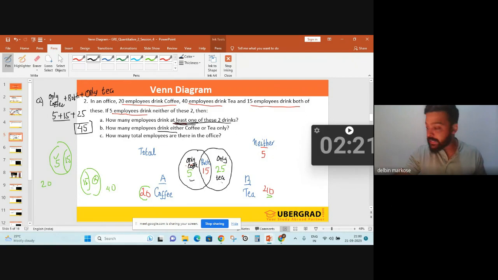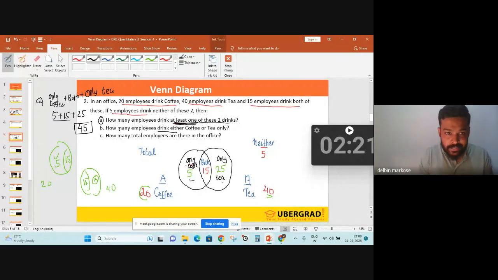No, why should I consider neither? You think logically, Sakshi. They said you have to consider minimum coffee drinkers, right? Minimum you have to drink one of these. Sakshi was asking, sir, should we need to consider neither for the first question? How many employees drink minimum one of these two drinks, correct? So you have to drink one: either only coffee, only tea, or both. I hope it's clear, correct?